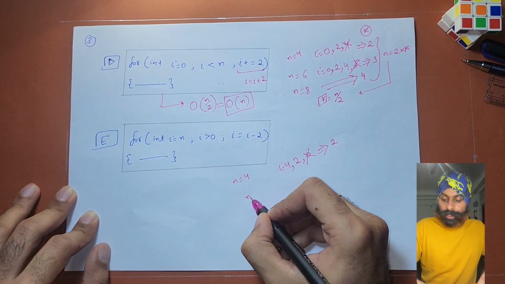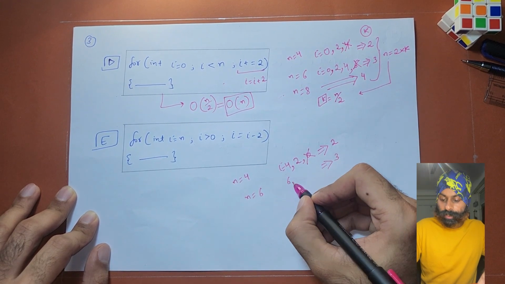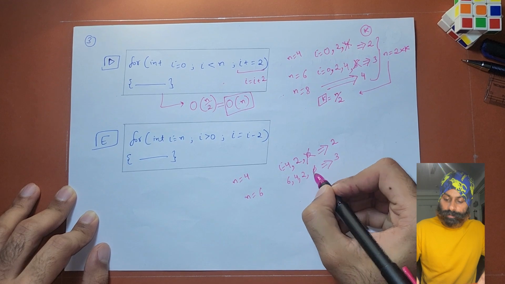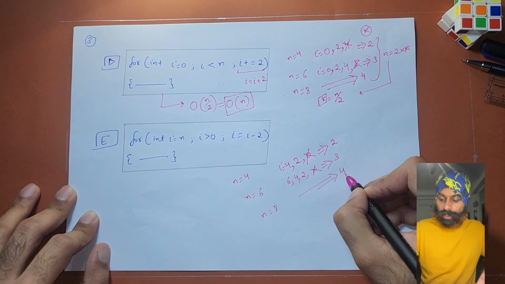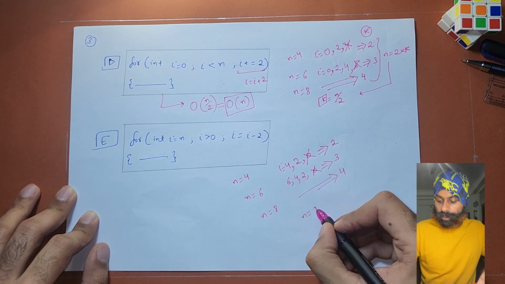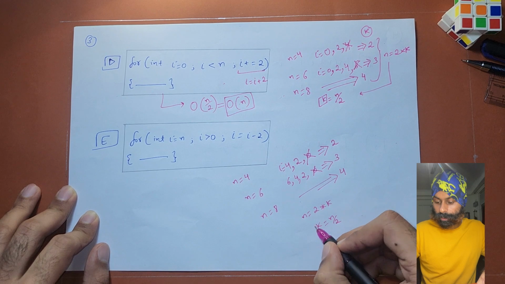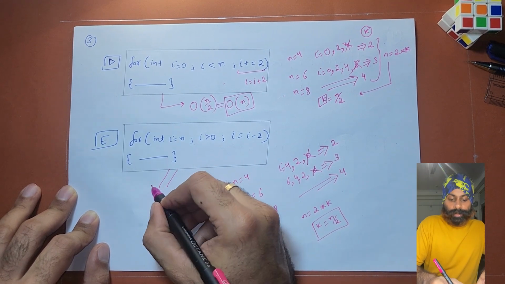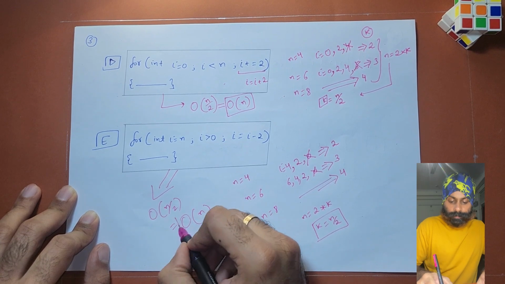When n becomes 6, it will be 3 times: 6, 4 and 2. 0 is not greater than 0. Okay. When n becomes 8, it will be 4 times. Again, you can write n is equal to 2 into k, and then k is equal to n by 2. Okay. The time complexity of this code again comes out to be order of n by 2, which is equal to order of n. Okay.